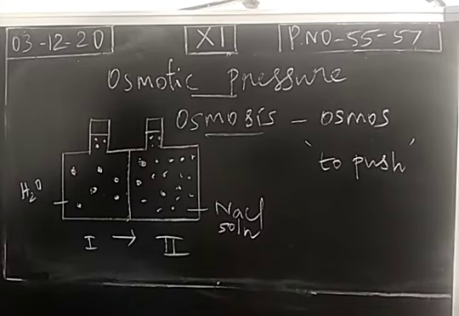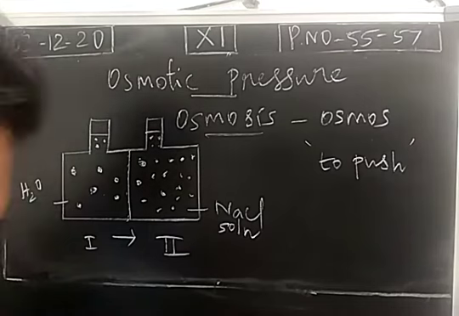So osmotic pressure is nothing but the pressure applied to the solution to stop osmosis. The movement of solvent from one region to another region has to be stopped to attain equilibrium. There should be equal volume and pressure. So osmosis will be stopped when we apply the pressure. It is called osmotic pressure.